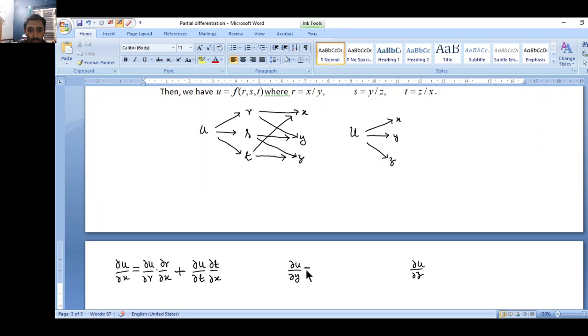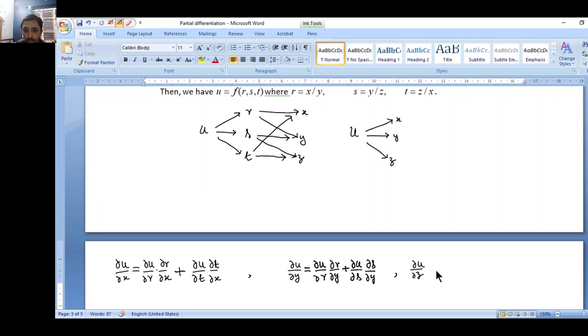Likewise, if I have to find out dou U by dou Y, what will it be? This will be from U to R, R to Y, and then U to S, S to Y. And once again, I do not have a route from U to T and then T to Y, because there is no arrow from T to Y. Okay, so accordingly, the expression would be dou U by dou R into dou R by dou Y plus dou U by dou S into dou S by dou Y.